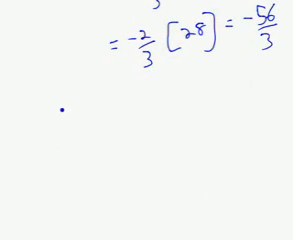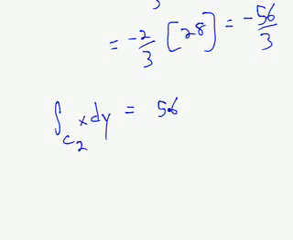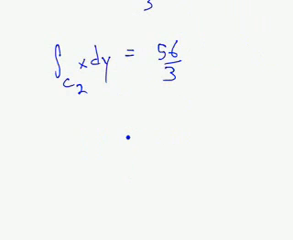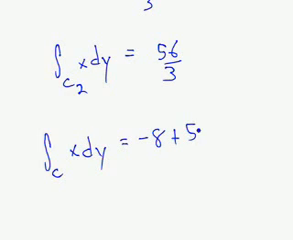So the value of the integral along C2 is going to be equal to 56/3, which means the integral over C of x dy is going to be negative 8 plus 56/3, which turns out to be 32/3.